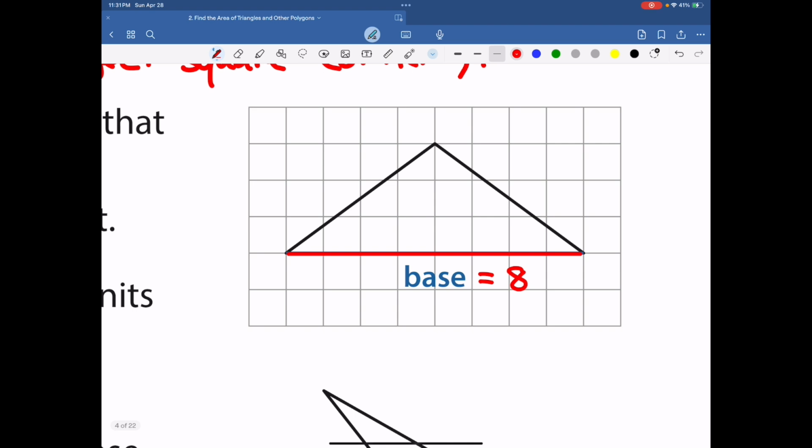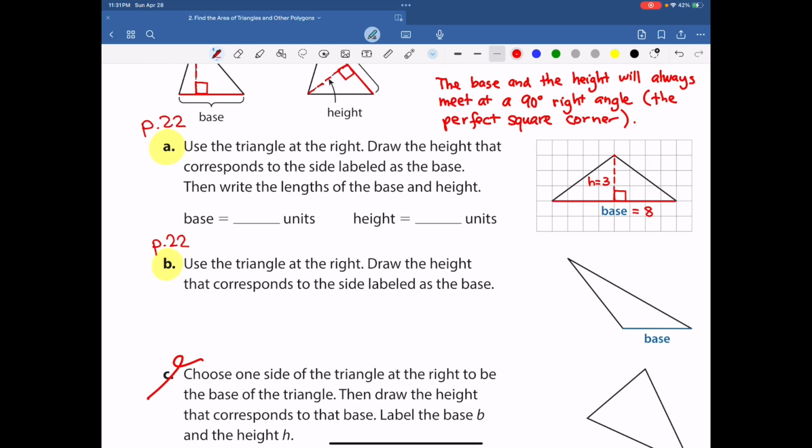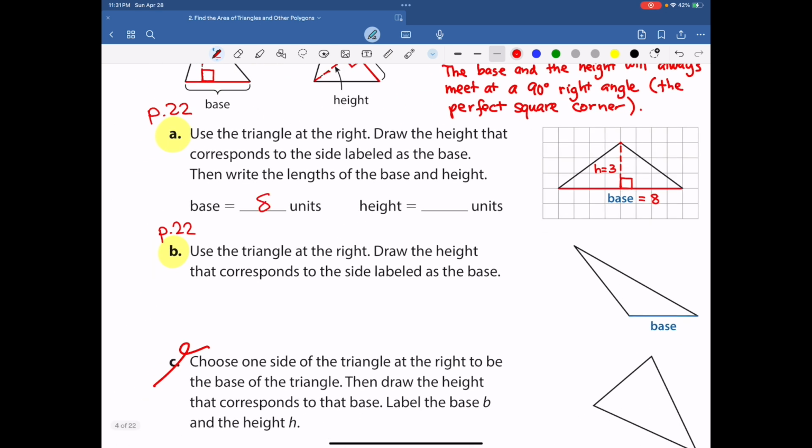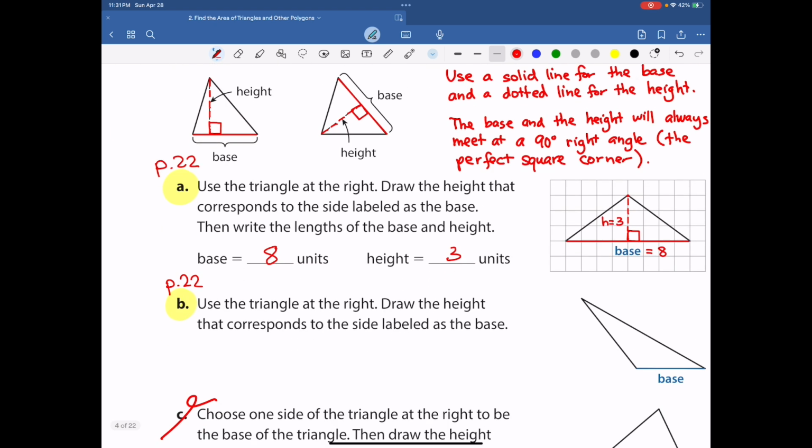Now for the height, start at the very top of the triangle. Pretend you're dropping a rock straight down. And it will meet at a perfect square corner with the base. The base and the height are perpendicular to each other. And the height measures 1, 2, 3 units. Write down that the height is 3 units. So the base is 8 units, and the height is 3 units. Let me clean that up a bit.